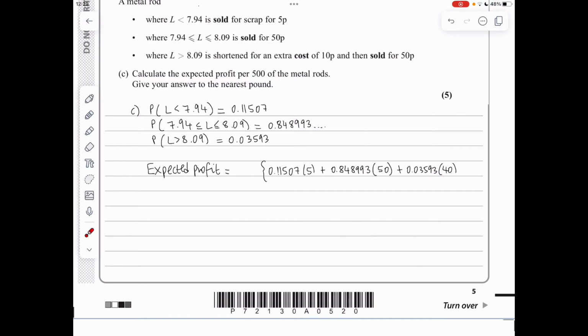Because we are selling these long metal rods for 50p, but they have an additional cost of 10p. So I'm essentially selling them for 40p. And then of course, I need to deduct the cost of producing each rod, which is 20. And then I need to multiply all of this by 500 because I've got to consider 500 metal rods. This gives an answer of 12,231 pence. I was asked to give my answer to the nearest pound, so this is 122 pounds.